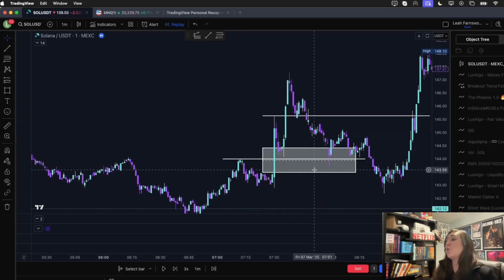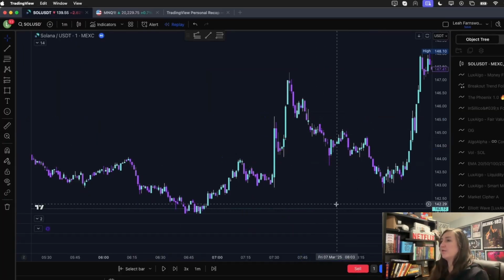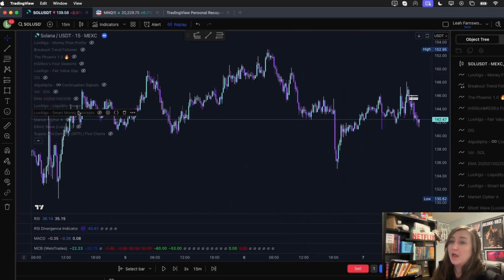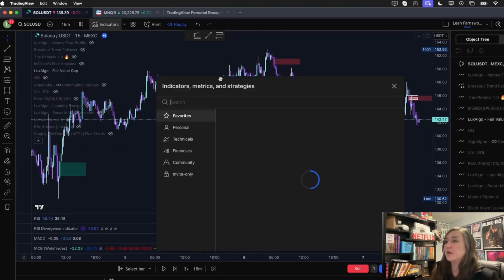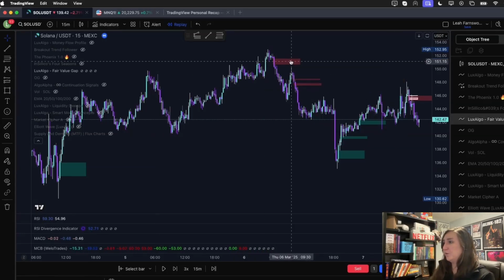Now, the next thing I want to talk about is high priority and low priority fair value gaps. So let's just move to a higher time frame. I'm actually going to show you a free indicator here. If you are just starting out, this can become helpful. You can just type in fair value gaps, and it's by Lux Algo there, and you can just click it and it will pop up on your chart.